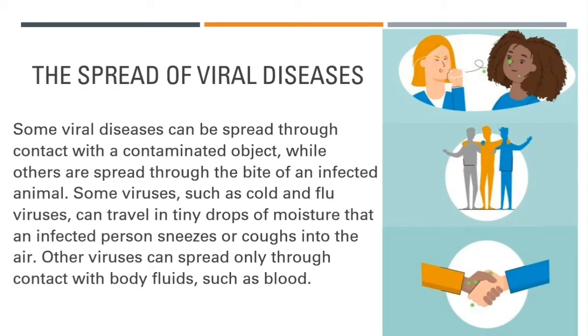The spread of viral diseases. Some viral diseases can be spread through contact with a contaminated object, while others are spread through the bite of an infected animal. Some viruses, such as cold and flu viruses, can travel in tiny drops of moisture that an infected person sneezes or coughs into the air. Other viruses can spread only through contact with body fluids, such as blood.